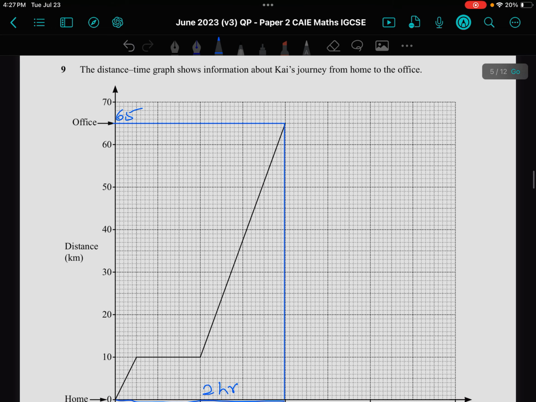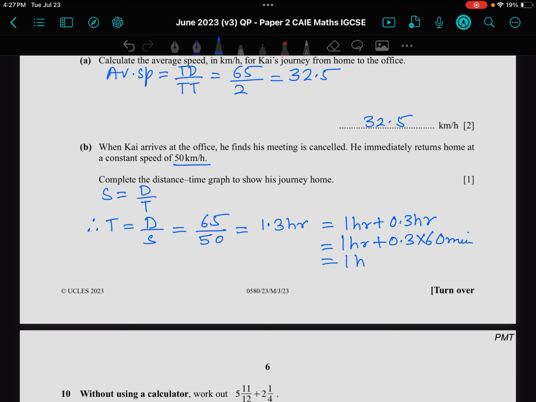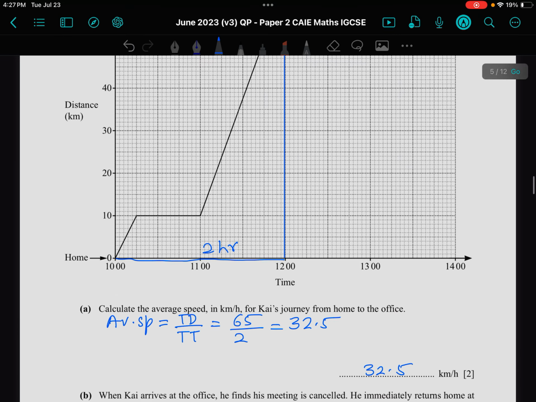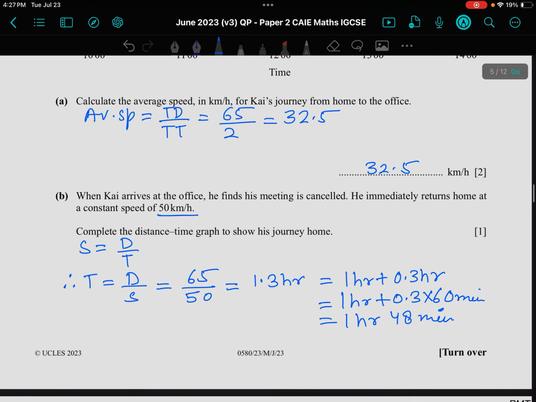Distance, we know from home to office it is 65. It is given in this diagram. Then speed is given as 50 km per hour. So we divide it by 50. When you divide 65 by 50, you will get 1.3 hour. So this can be written as 1 hour plus 0.3 hour. So change 0.3 hour into minutes. So multiply it by 60. So your answer is 1 hour 48 minutes.